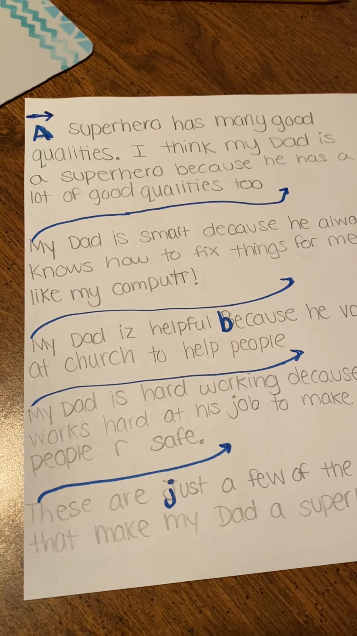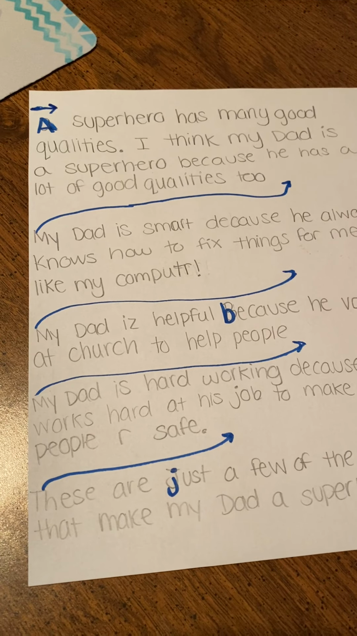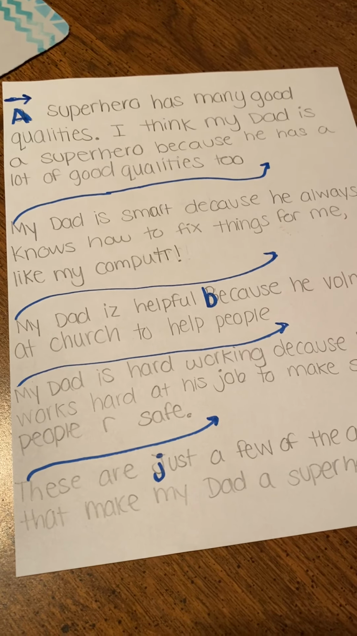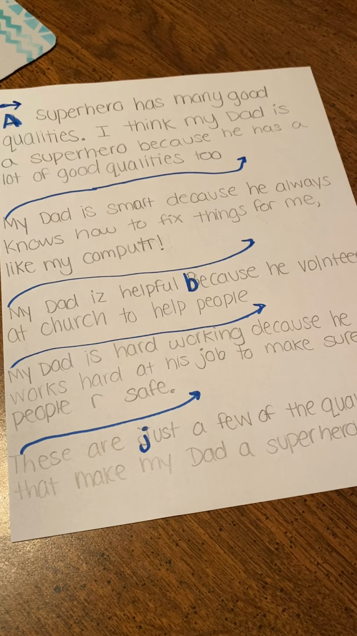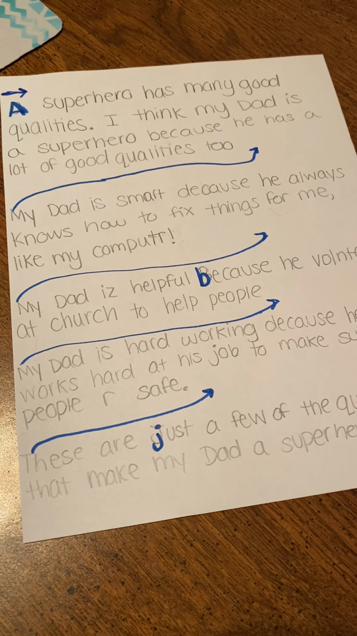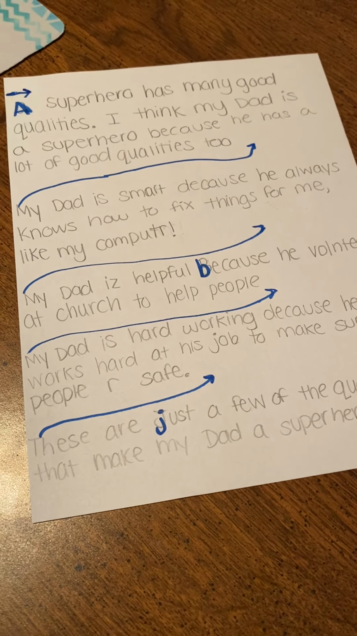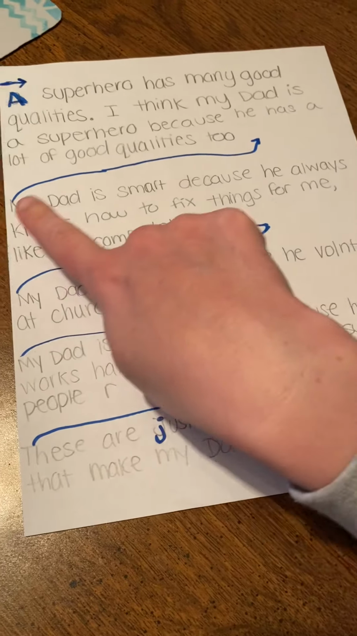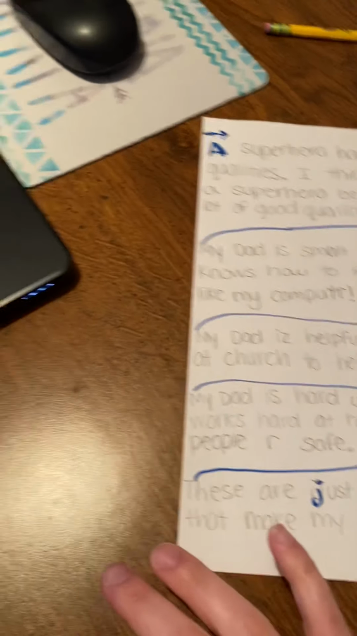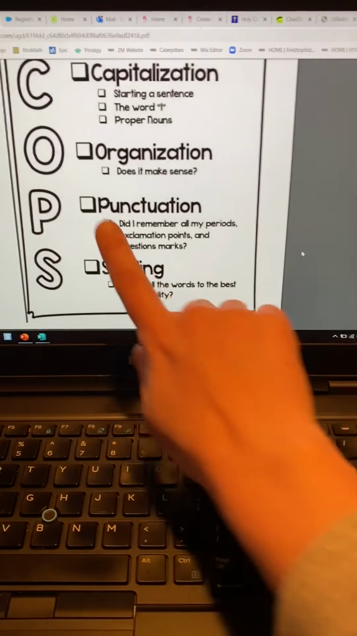A superhero has many good qualities. I think my dad is a superhero because he has a lot of good qualities too. My dad is smart because he always knows how to fix things for me, like my computer. My dad is helpful because he volunteers at church to help people. My dad is hardworking because he works hard at his job to make sure people are safe. These are just a few of the qualities that make my dad a superhero. I think that makes sense. So I'm just going to make sure that I move my sentences when I write my final copy so that they're all together. So the next letter we're looking at is P for punctuation.